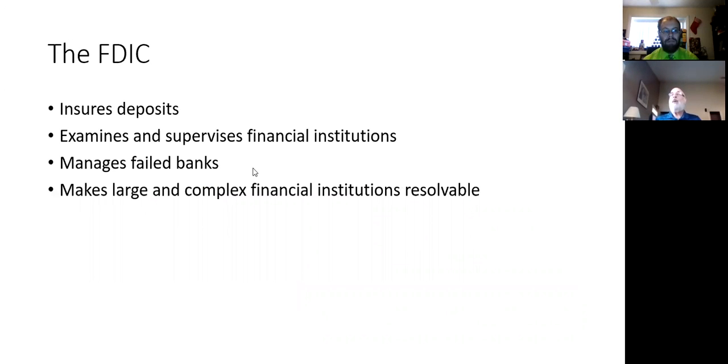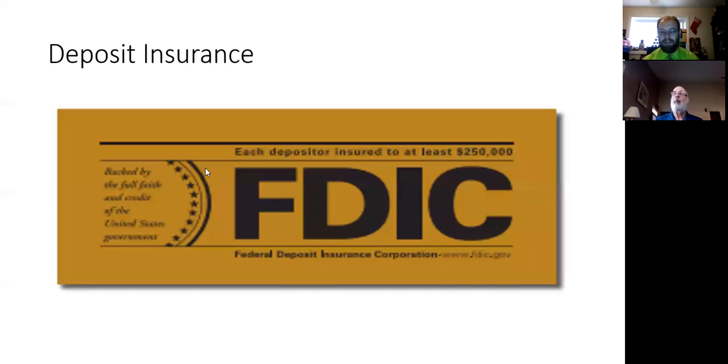So now I want to really talk about what the FDIC does. And it really does four major things. I'll talk about each one individually, but it insures your deposits. It examines and supervises financial institutions, manages failed banks, and makes large and complex financial institutions resolvable. And that's a more difficult concept that we'll get to when we get to it.